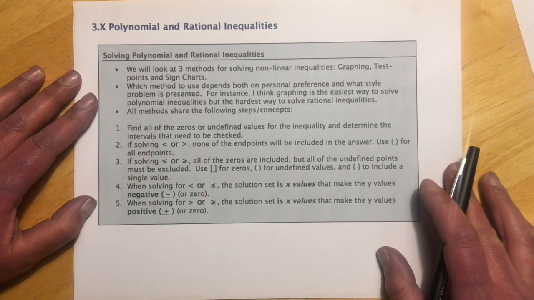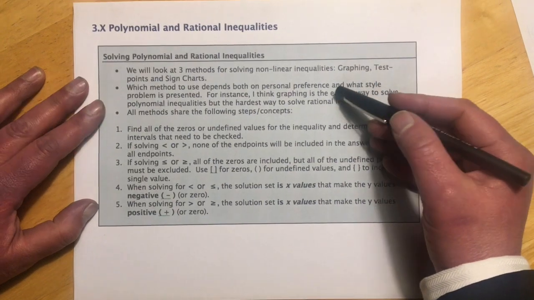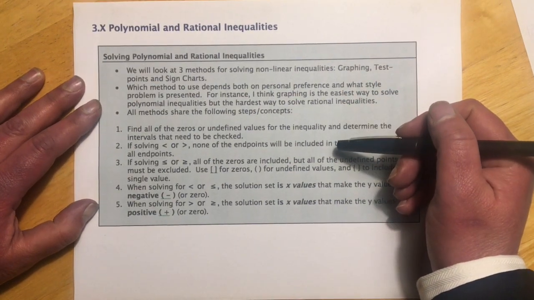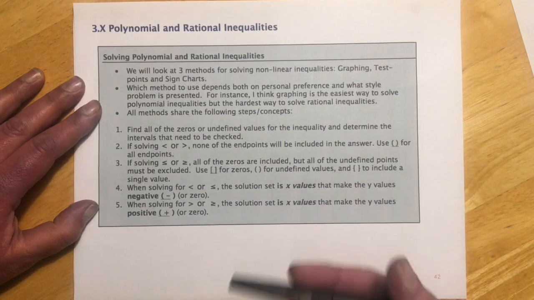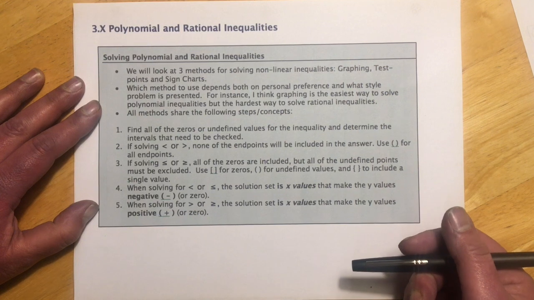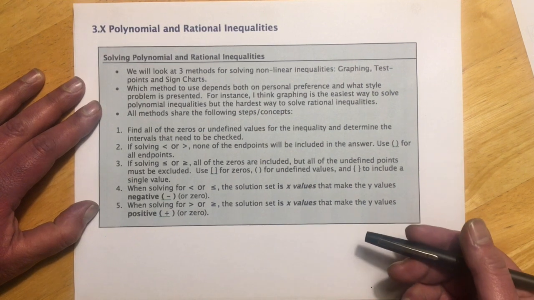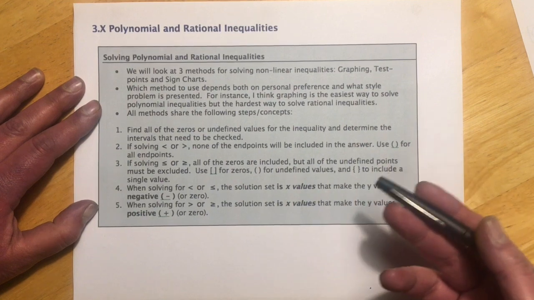So we're going to look at three methods in this section for doing the same thing. There's graphing, test points, and sign charts. Which method we use depends both on personal preference and on what the problem is that you're working on, whether or not it's polynomial or rational. For instance, the graphing method I really like for polynomials. I think it's easy, but I'm a pretty visual person.